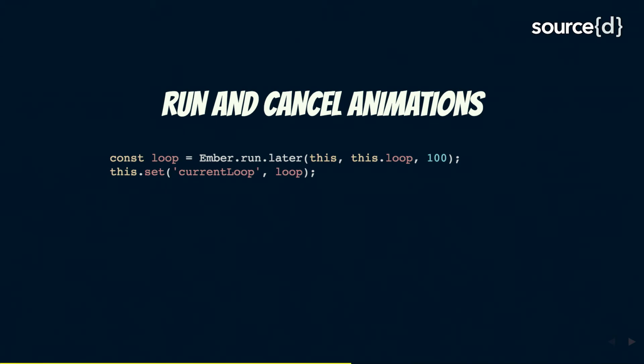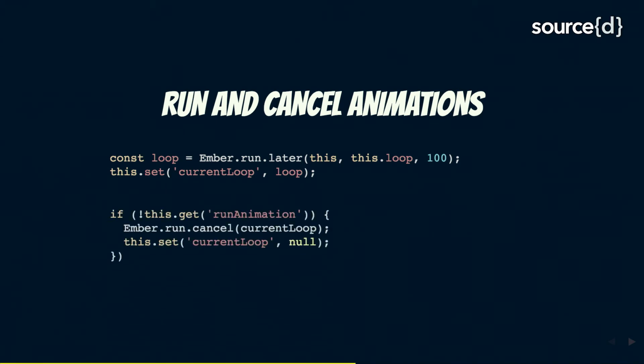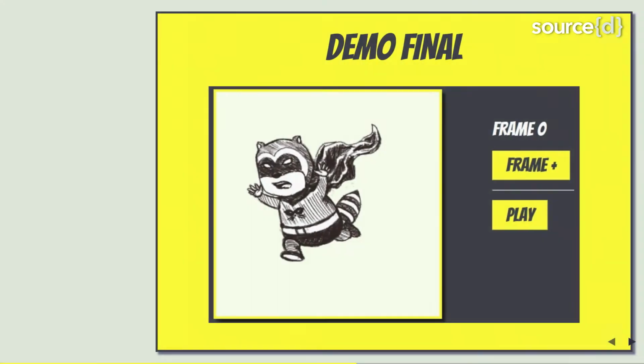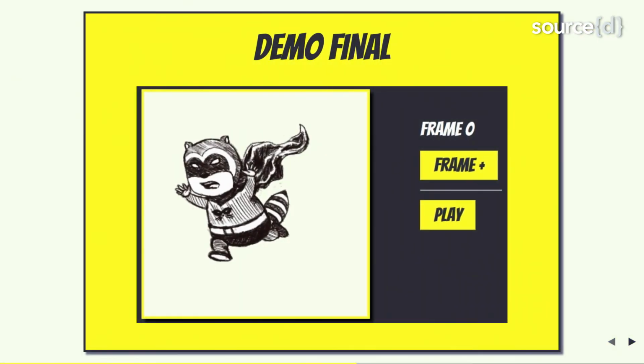So we can, for example, create a loop property that we set on our component, and then later on in our action we could define something like this. So we say if the user, for example with a button, toggles a property, run animation, we can cancel this loop and set it to null so the animation is not running anymore, right? So this is quite great. And then if we're done, we finally have our raccoon flying on top of everything.